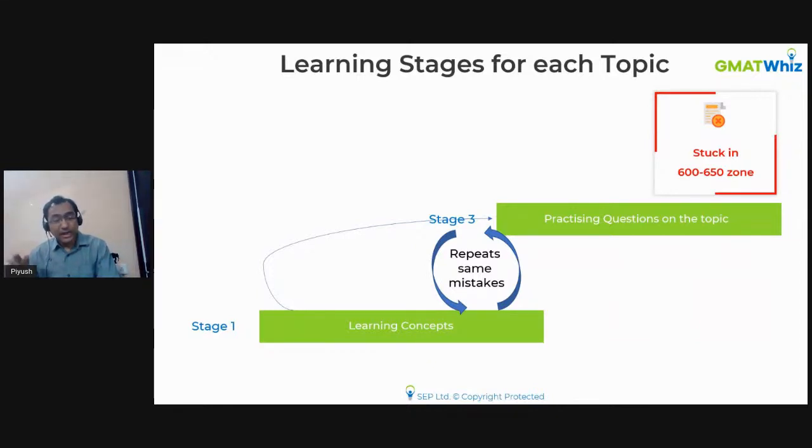The reason I'm saying you will get stuck in this zone is that if you don't learn the approach, you won't falter on the easy questions. You will get them right. If you know the concepts, you will get the easy questions right. Even if you don't learn the approach, you will still get a good number of medium questions right. But you will struggle with the hard questions.